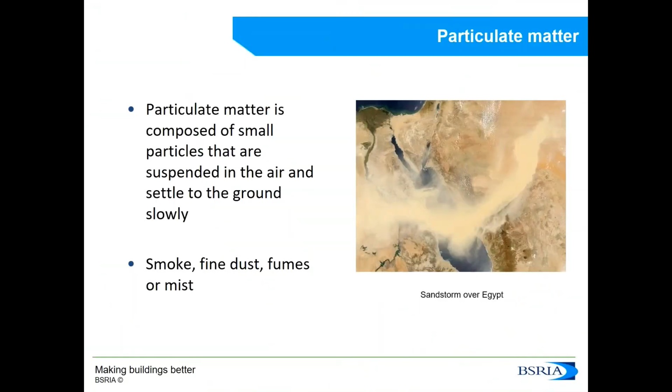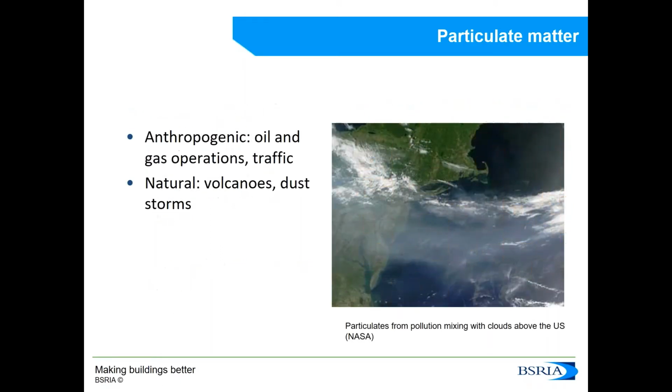Particle matter is composed of small particles that are suspended in the air and settle to the ground slowly, and they can be classified in smoke, fine dust, fumes, or mist. The sources of particles can be anthropogenic, for example, from oil and gas extraction or traffic, but they can also be natural, for example, during sandstorms or during the eruption of a volcano.